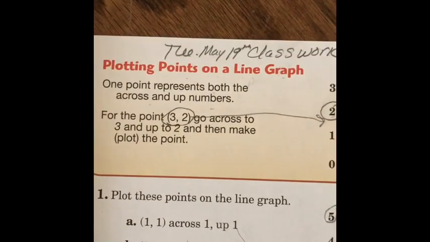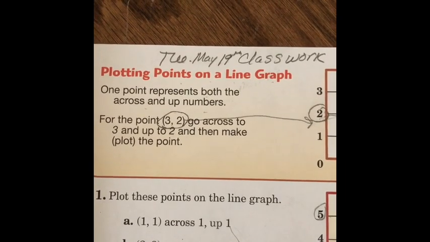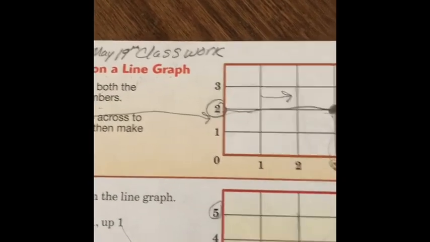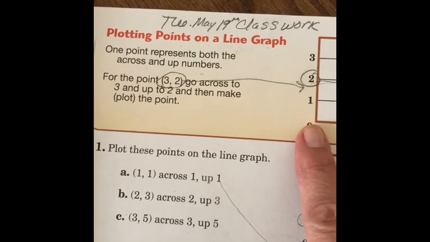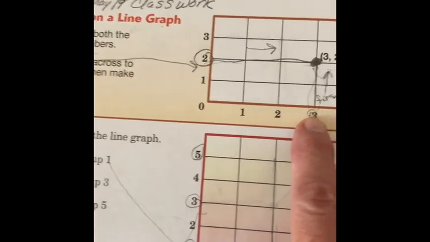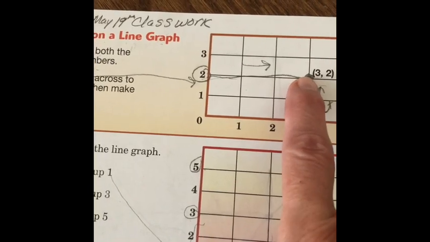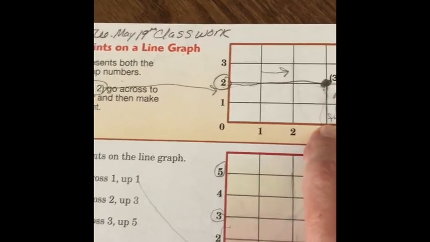Okay, let's get started. Plotting points on a line graph. 1 point represents both the across and up numbers. So if you look, you can see that it says for the point 3, 2, go across to 3 and up to 2. So go across to 3, up to 2, and plot your point. That's where you put your dot for your point. That's how we plot points.